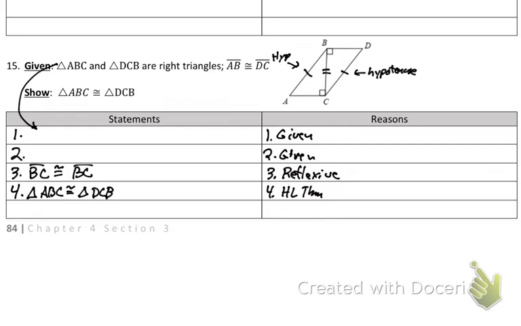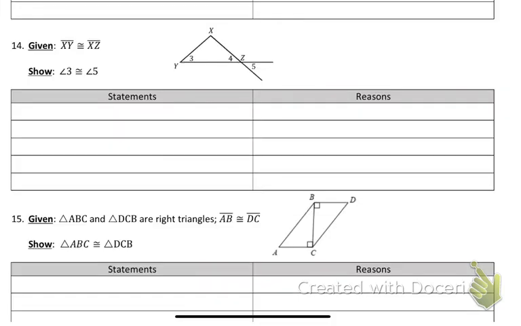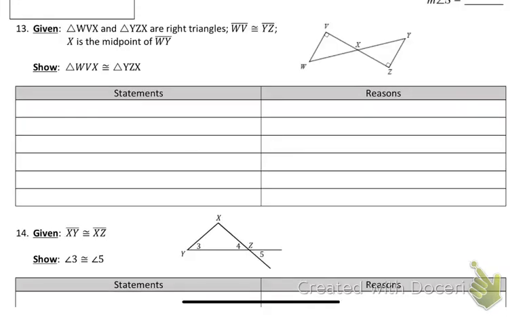Yeah? Can you do 13? I could take a picture of 13 because it's very much the exact same kind of proof. So 13. I see I have right triangles. That was given to me.